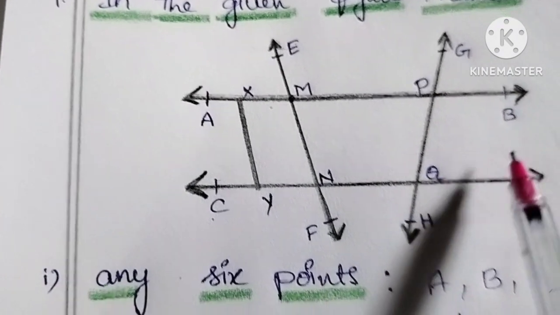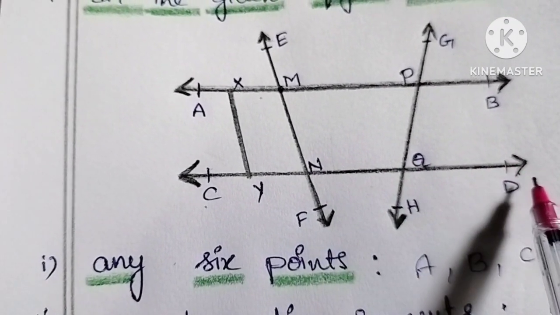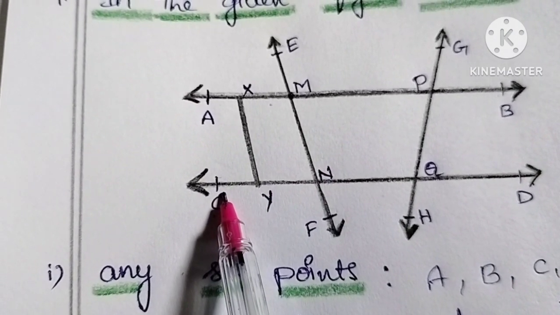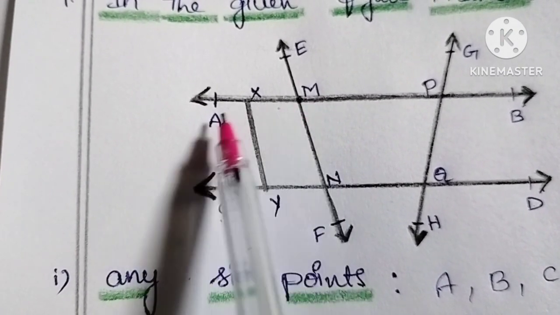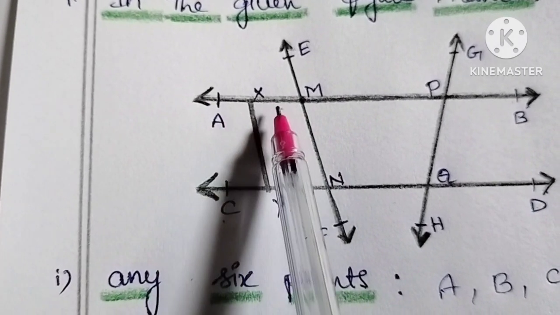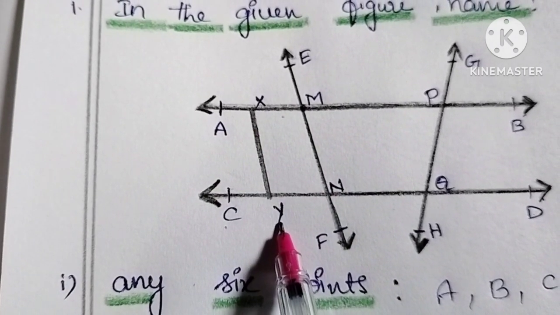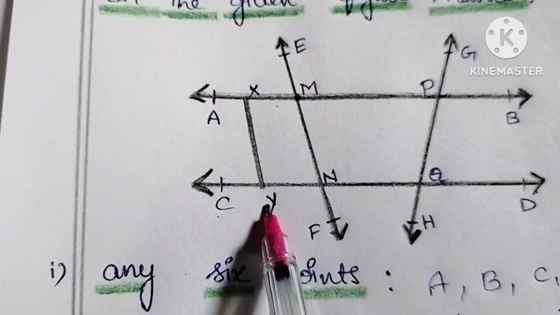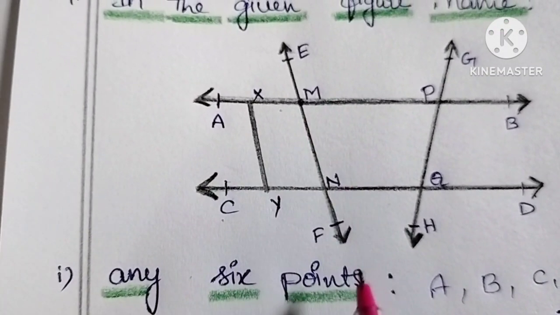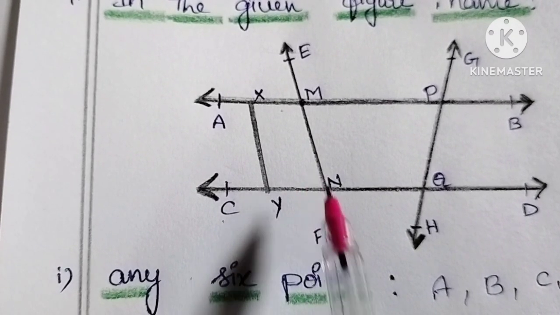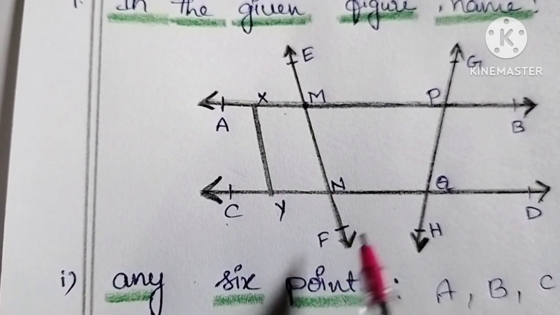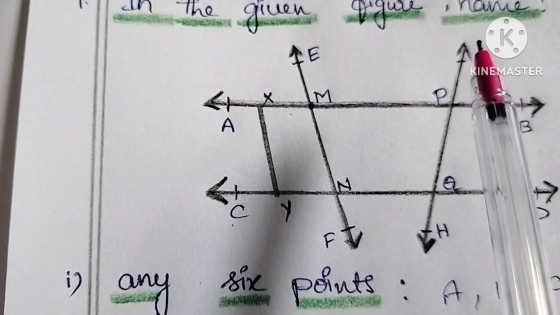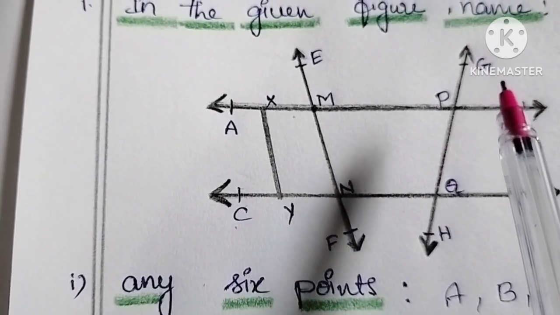So I can represent MB is one ray, and I can also take P also. PB is also one ray, and QD is also one ray, and NC is also one ray, MA is also one ray, but XY is not a ray. There is no arrow marks. So XY you can say that it is a line segment. So MF is one ray, and NF it is also one ray, QH is one ray, and QG is one ray, PZ is one ray.